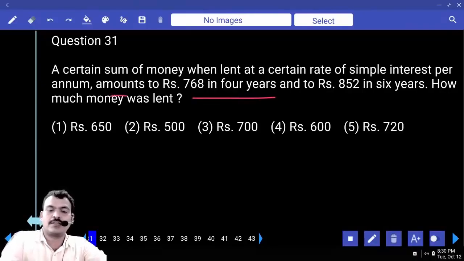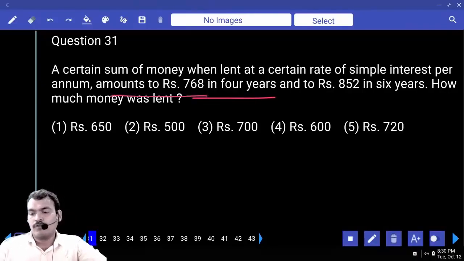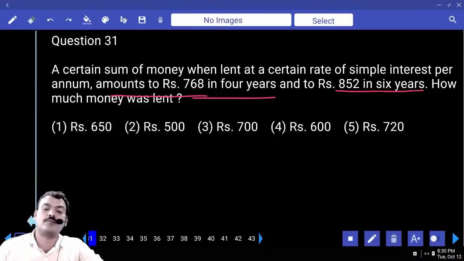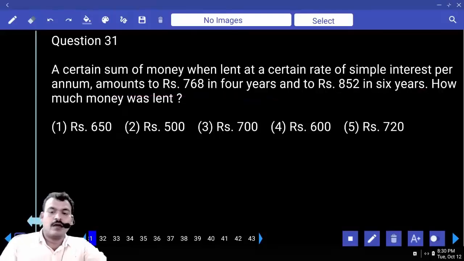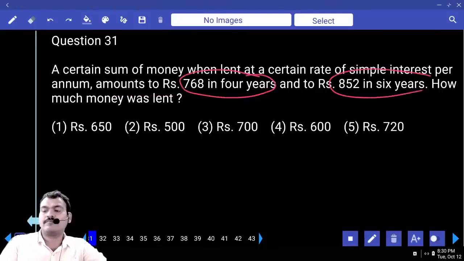4 years. It is 4 years amount or only 1 year amount? 4 years. And one more, 852 is how many years amount? 6 years. What is the question here? How much money was lent or not? Nothing but we required principal or interest. Principal. How many years are given first case? 4 years. Second case? 6 years.